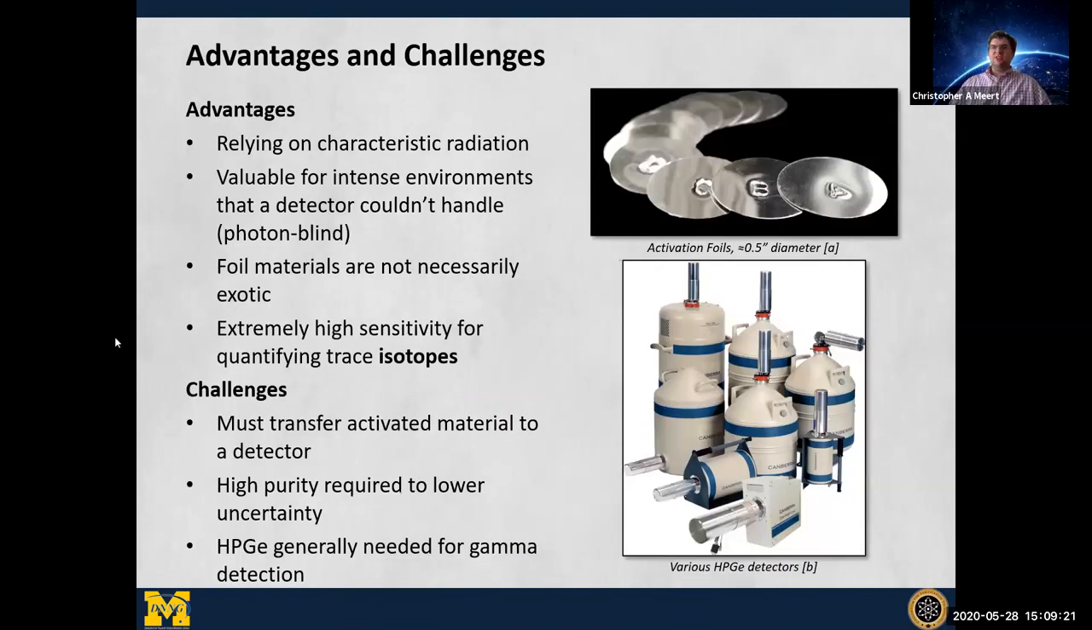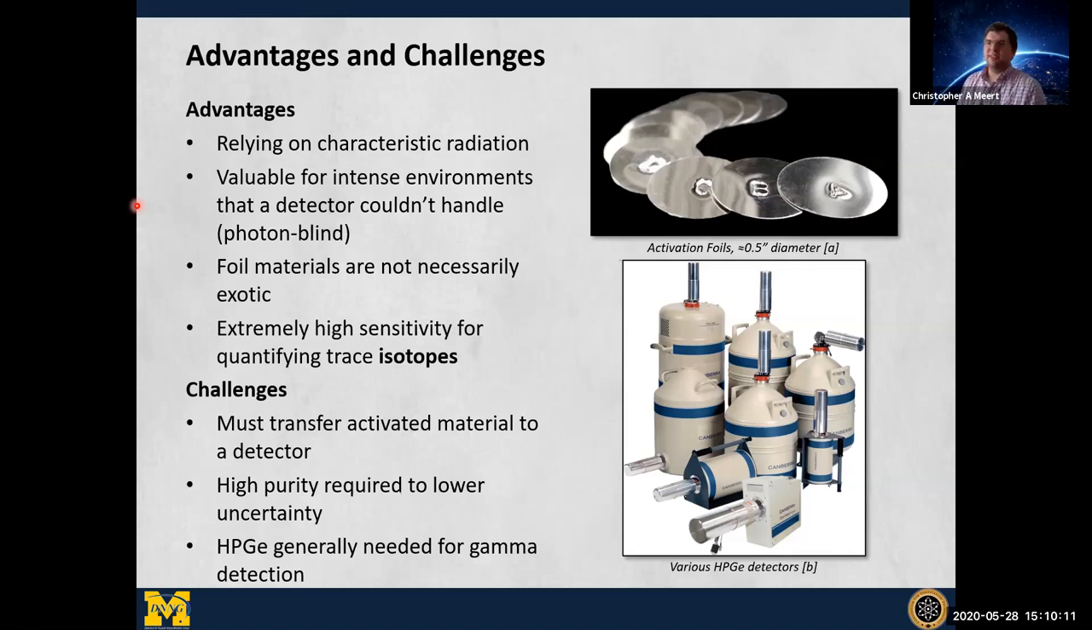So some examples and challenges for this process, because there's always going to be basically some pros and cons. Starting with advantages, we're relying again on this characteristic radiation that helps us with our confidence of knowing that we're looking at a very specific element or reaction product. And a major point as well is that these activation foils that we're going to use can handle intense environments. For example, if you wanted to put a detector inside a reactor, it would be difficult because it may be exposed to water, but it'd also be exposed to large fluxes of photons. And that can either contribute to damage to your equipment or even blinding your detector. So these foils are often picked for their sensitivity to neutron reactions, not to photon interactions.